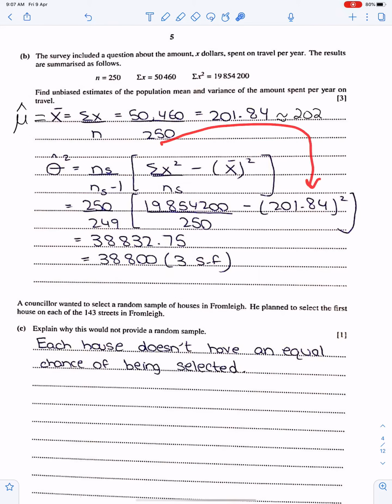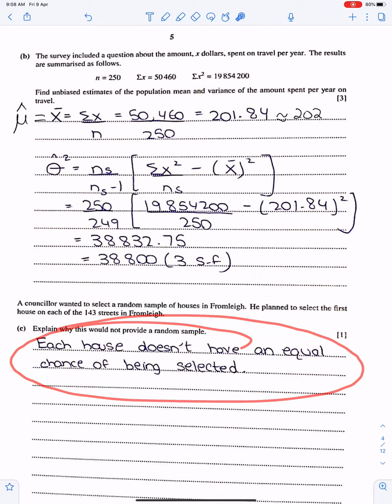A councillor wanted to select a random sample of houses in F. He planned to select the first house on each of the 143 streets in F. Explain why this would not provide a random sample. Because each house doesn't have an equal chance of being selected, because the sample is not random. If the sample was random, then each house would have an equal chance of being selected. So this is the reason.